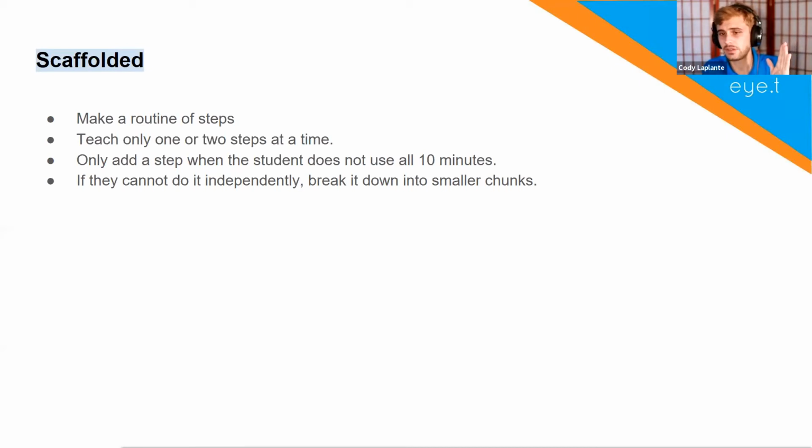If he's finished in 5 minutes, then I look at my routine and I say, oh, the next step is to turn on your screen reader. So then he's like, okay, got it. Logs in, turns on his screen reader. If he finishes before the 10 minutes, you say, oh, the next step is to open Google Chrome, right? So then you can have a scaffolded thing that can grow with the student. All right. Only add a step when the student does not use all 10 minutes, right?